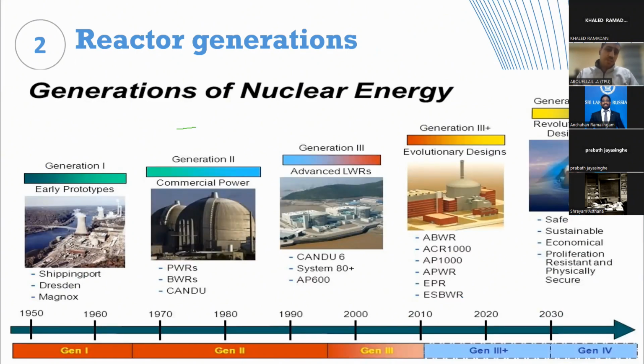Here we have the generation map for the generations of nuclear power reactors. Exactly, we have 5 generations, ranging from generation 1, 2 and 3, then the third plus generation, and the fourth generation. They are developed according to some parameters, and the main parameter is to enhance the safety of the nuclear reactor itself.